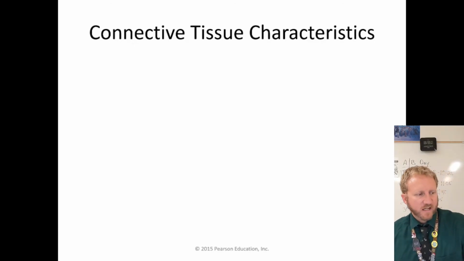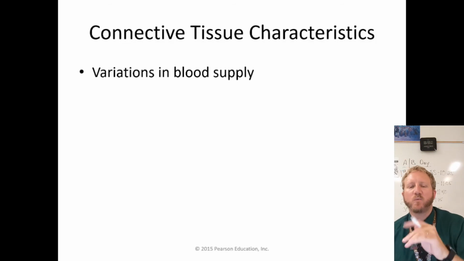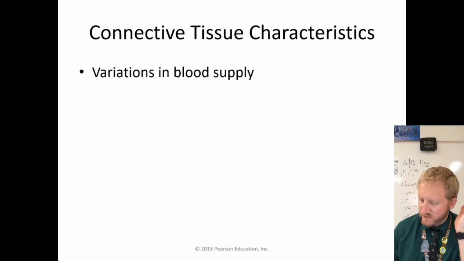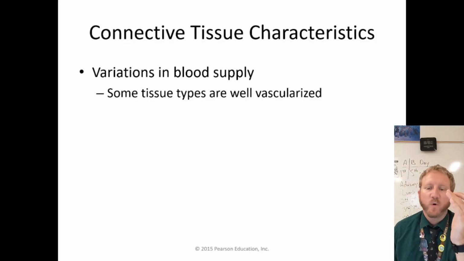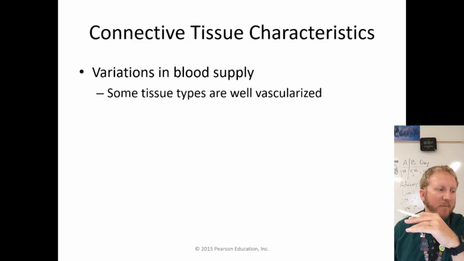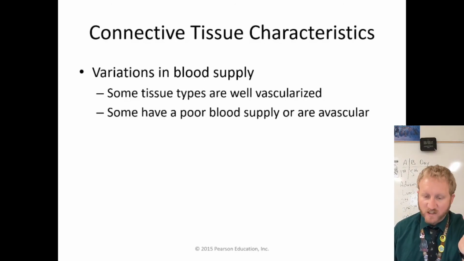So characteristics of connective tissue, two main things. One is variations in blood supply. So some connective tissues are very well vascularized. That means there are blood vessels running to them, so they have adequate blood flow. Some of them are poorly vascularized or avascular, which means they don't have any blood flow going to them whatsoever. Your bones, for example, would fall into this category. They don't have a lot of blood going to them, and we'll look at that in a little bit greater detail when we get into the skeletal system in about a month or so.